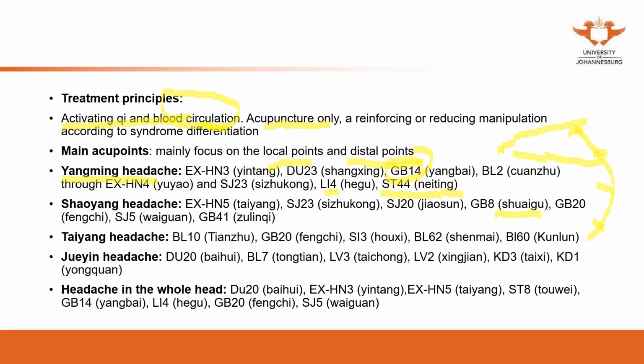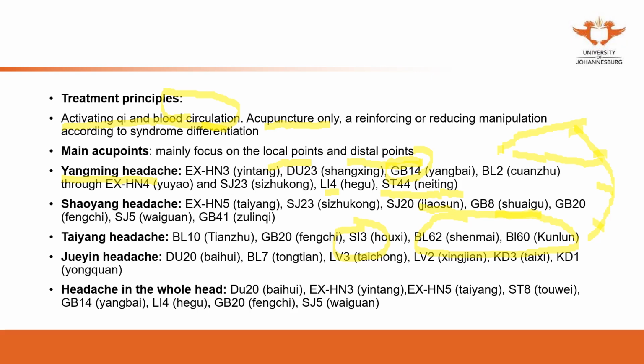Taiyang headache. Bladder 10, GB20, Sanjiao 3, Bladder 62, Bladder 60. Sanjiao 3, Bladder 62 and Bladder 60, these three are the distal points.